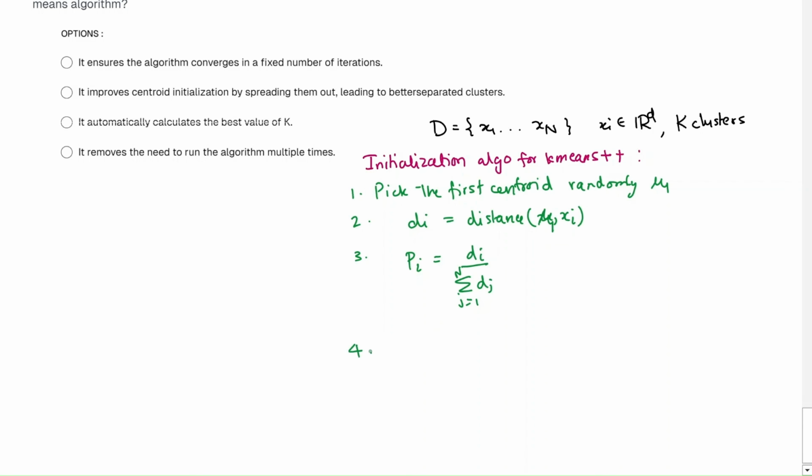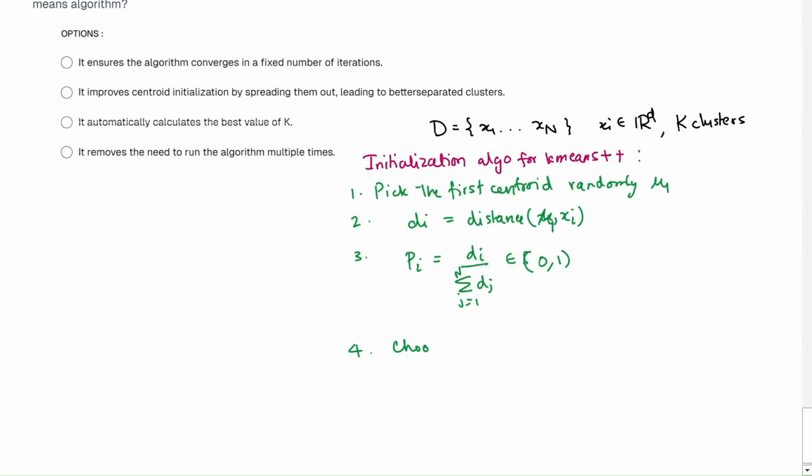So once you have allotted these so-called probabilities, because all of them will be in the range 0 to 1 and all of them will sum up to 1, you can think of them as probabilities. And you have got a probability for each data point, right?